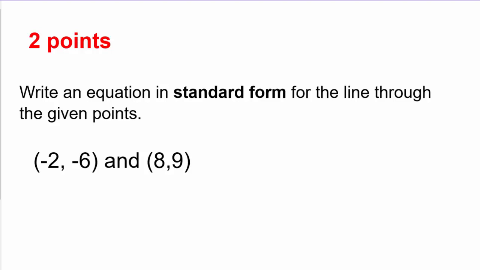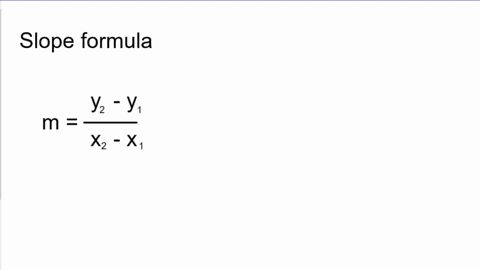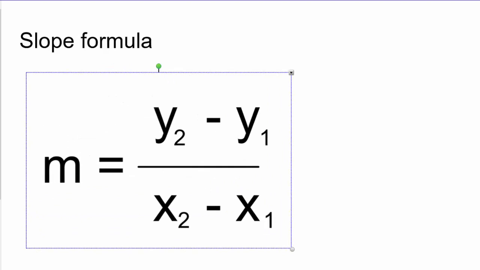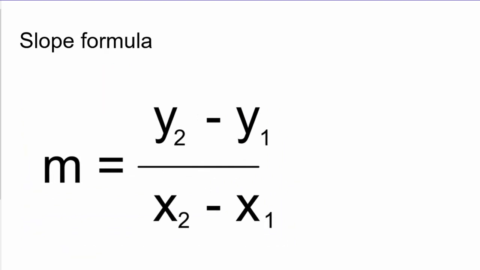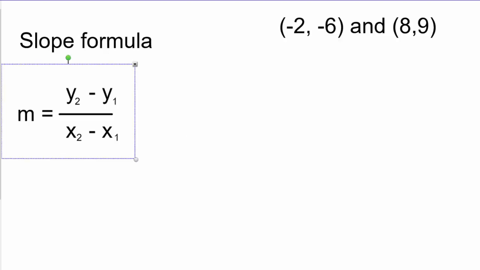Okay, this time we are doing something similar to what we did yesterday. The only difference is we're going to write this down in standard form. And what is the slope formula? Slope equals y2 minus y1 over x2 minus x1. Now let's practice this.